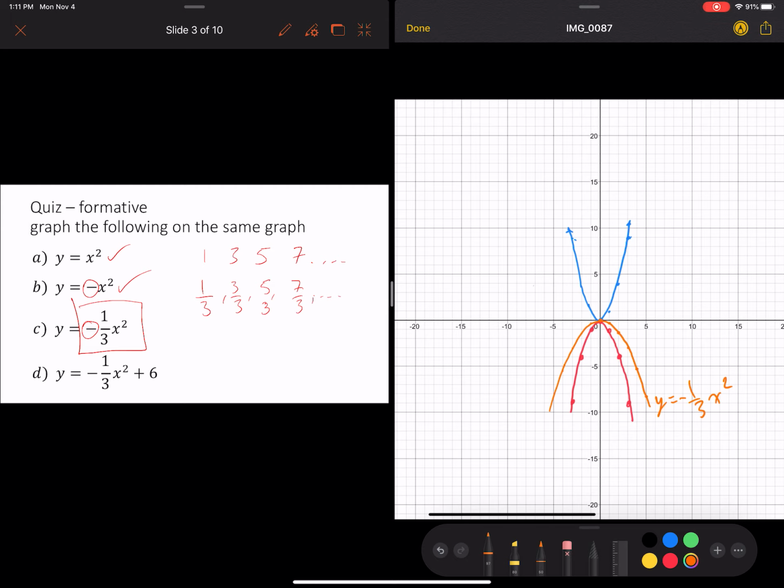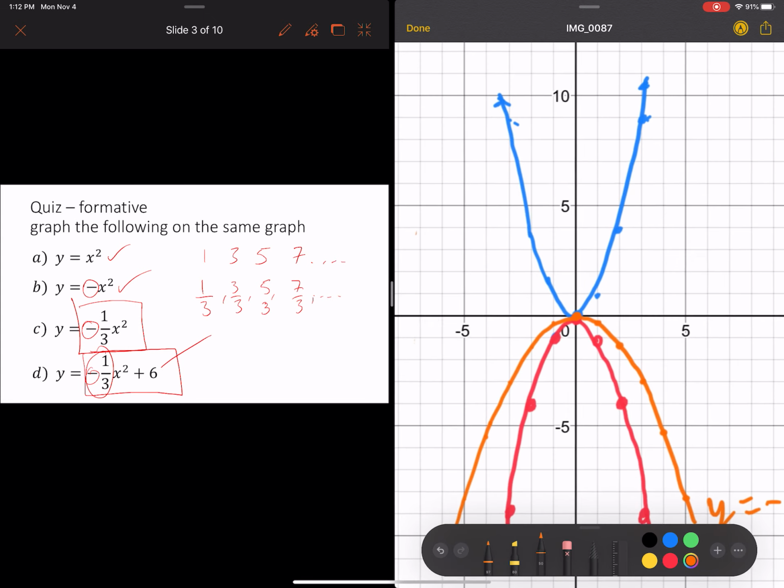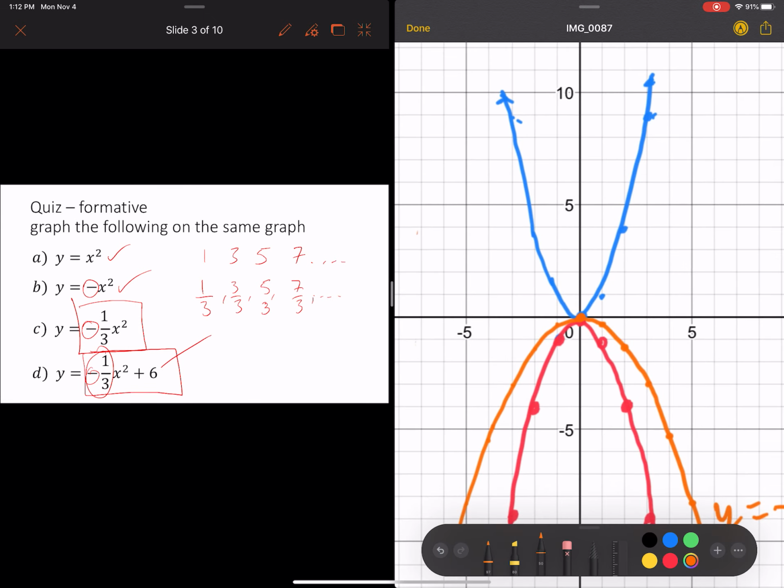And then finally, we have this. What do we do when we have two things? We flip it, we compress it by 1/3, and then we move it up 6. So you know what we do? We can just move up every single point up by 6. So this was here at (0, 0). It now shifts up 1, 2, 3, 4, 5, 6.